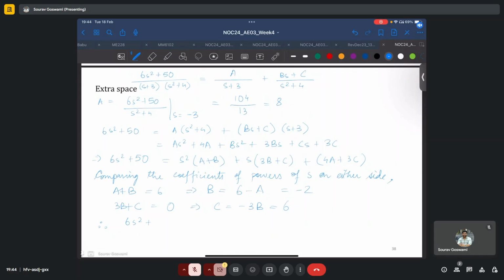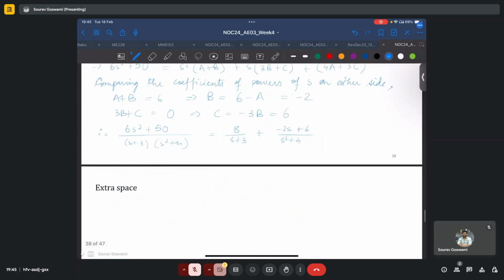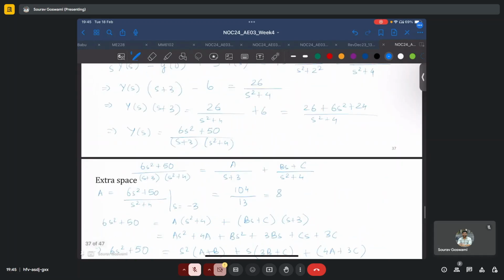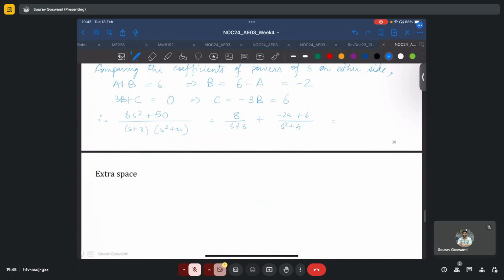And so we have found the coefficients for the partial fractions. 6s square plus 50 by s plus 3 s square plus 4 equals 8 by s plus 3 plus B is minus 2s plus 6 by s square plus 4. And this is equal to y of s.